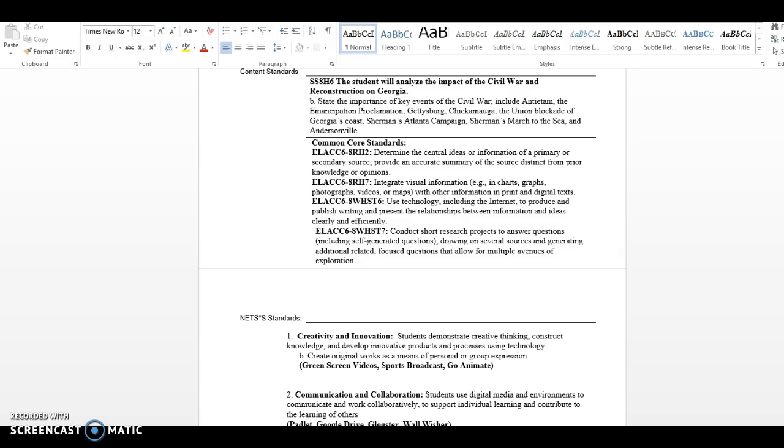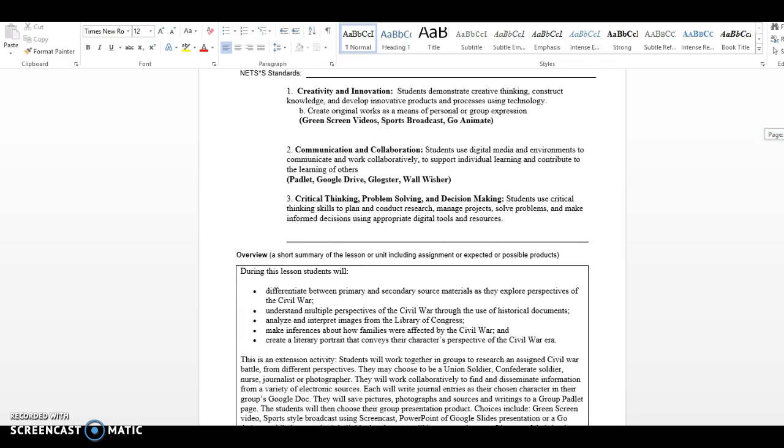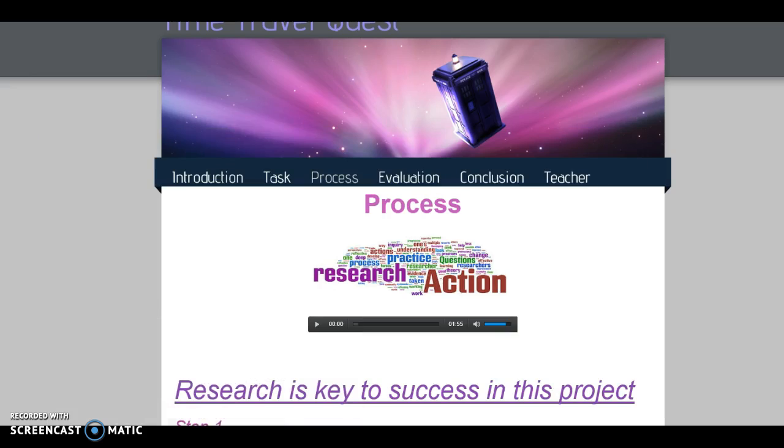The 8th grade social studies standards pertaining to the Civil War, particularly element B, which were the battles, and the Common Core standards because there's also a writing element. Then of course the NETS-S standards, which were parts of 1, 2, and 3.